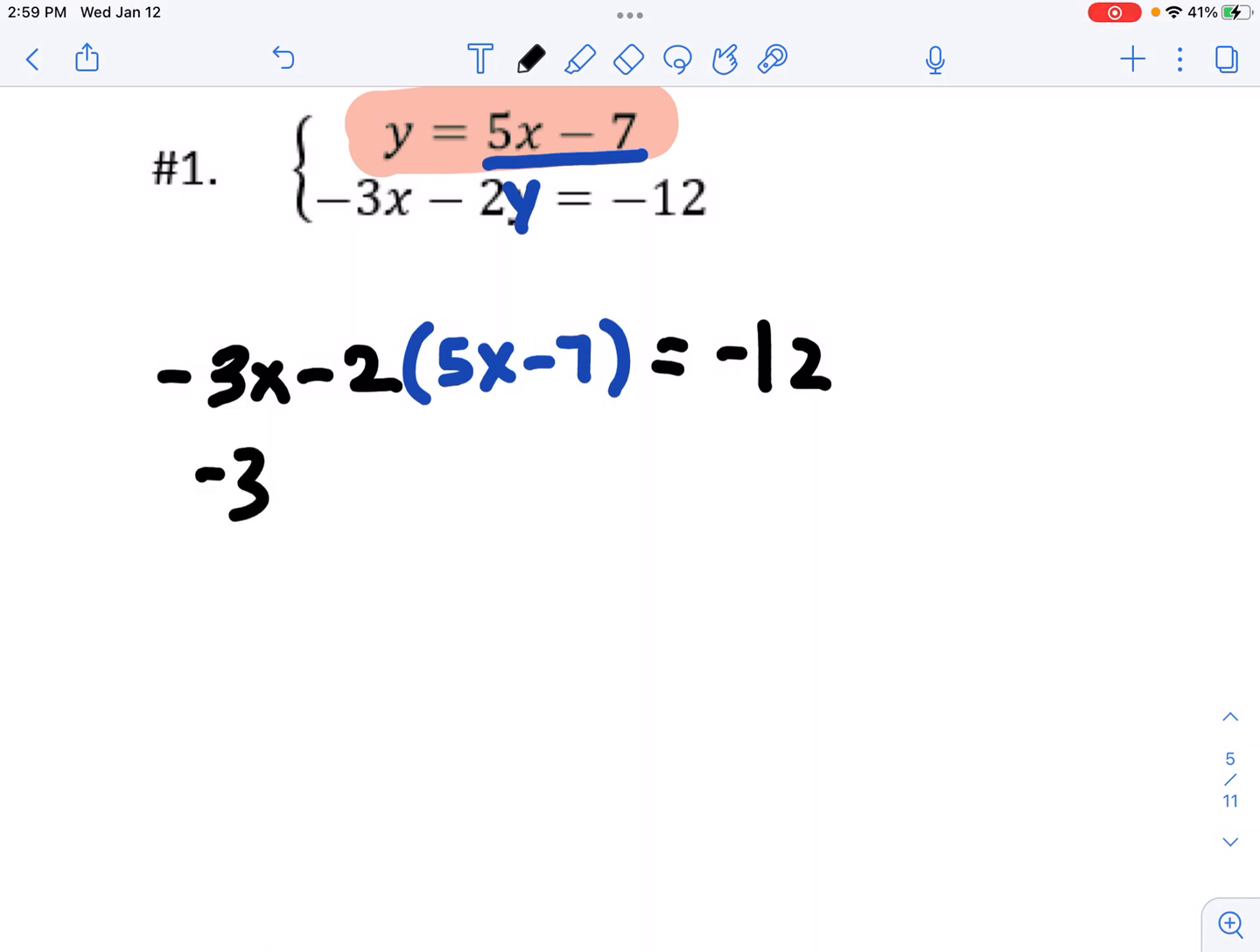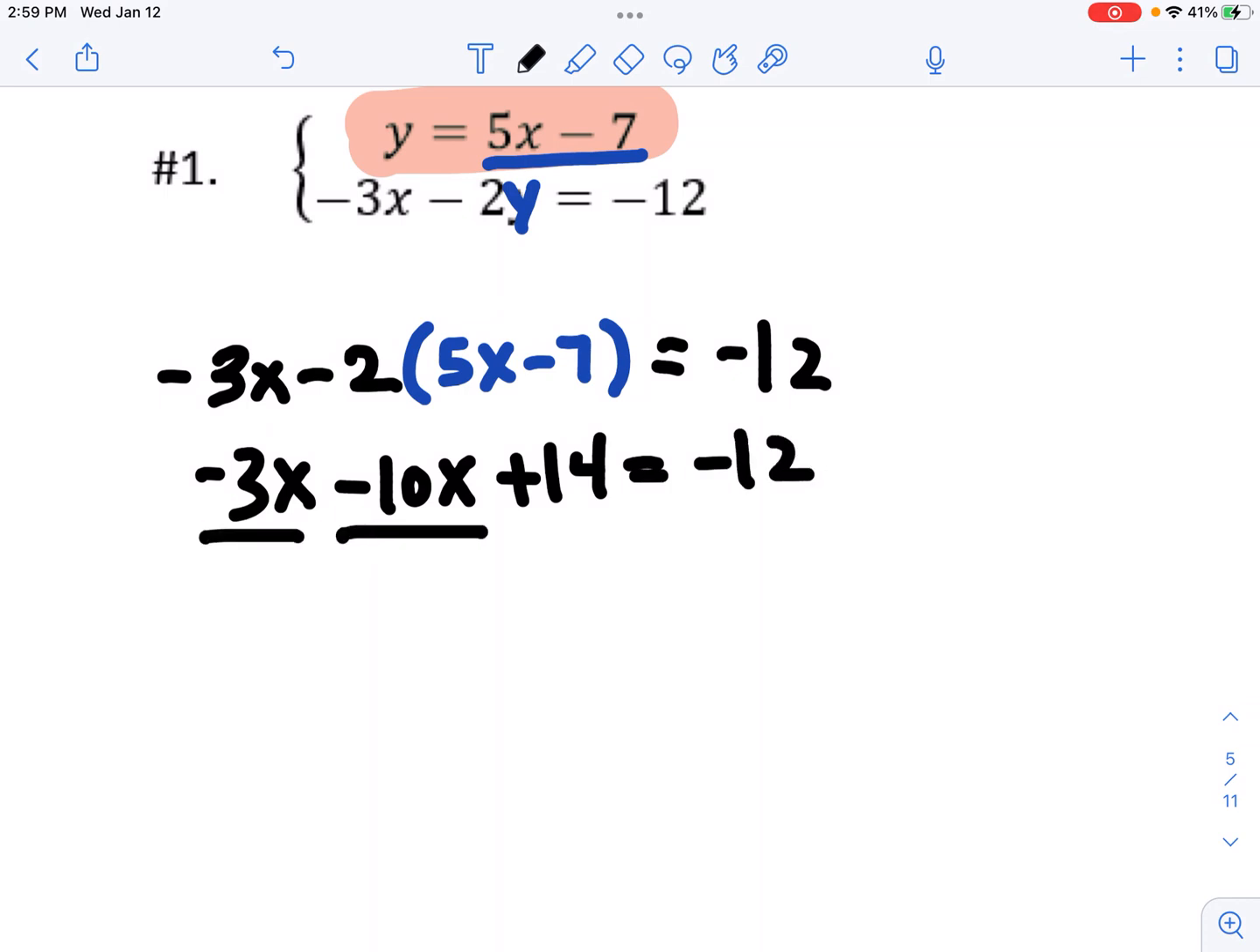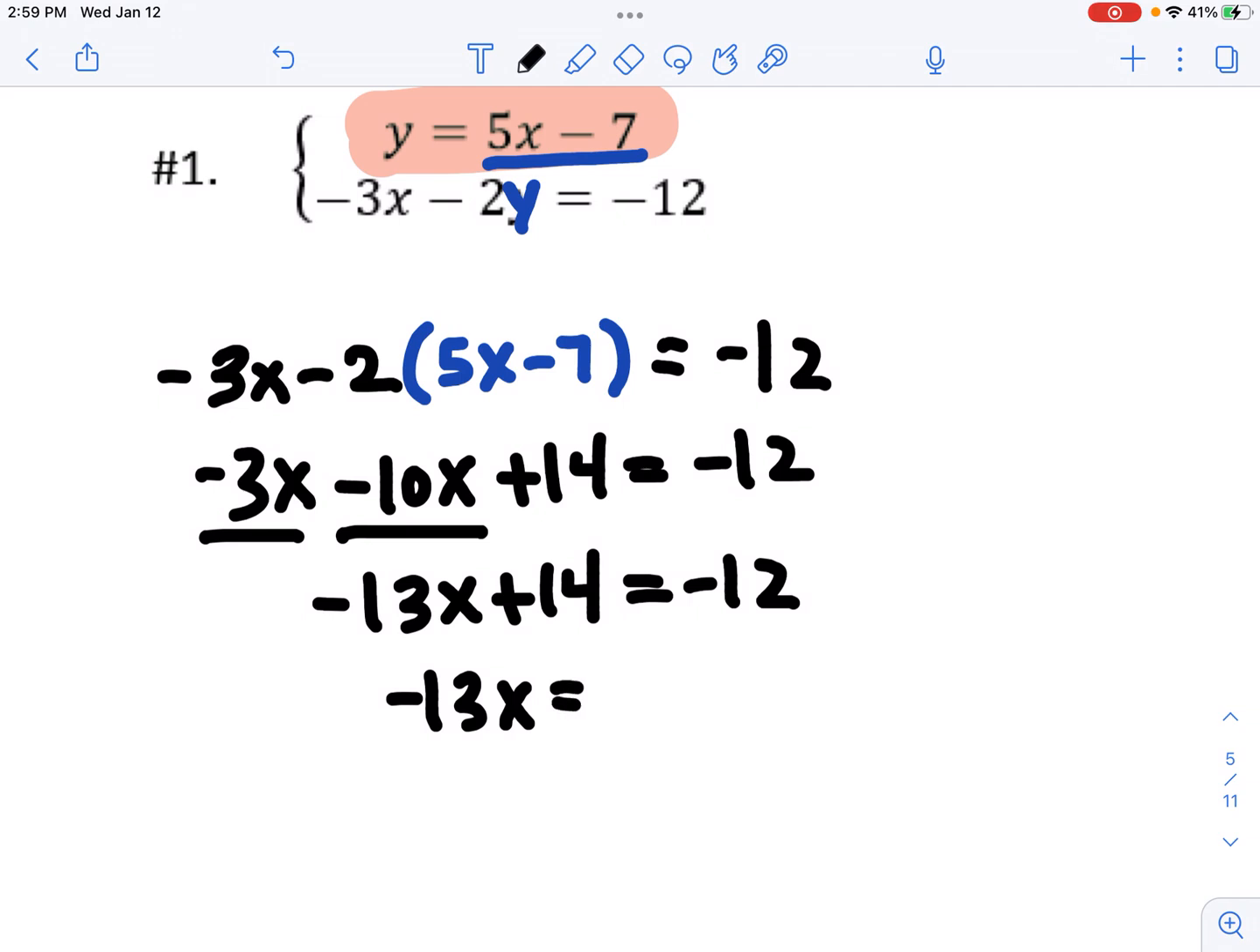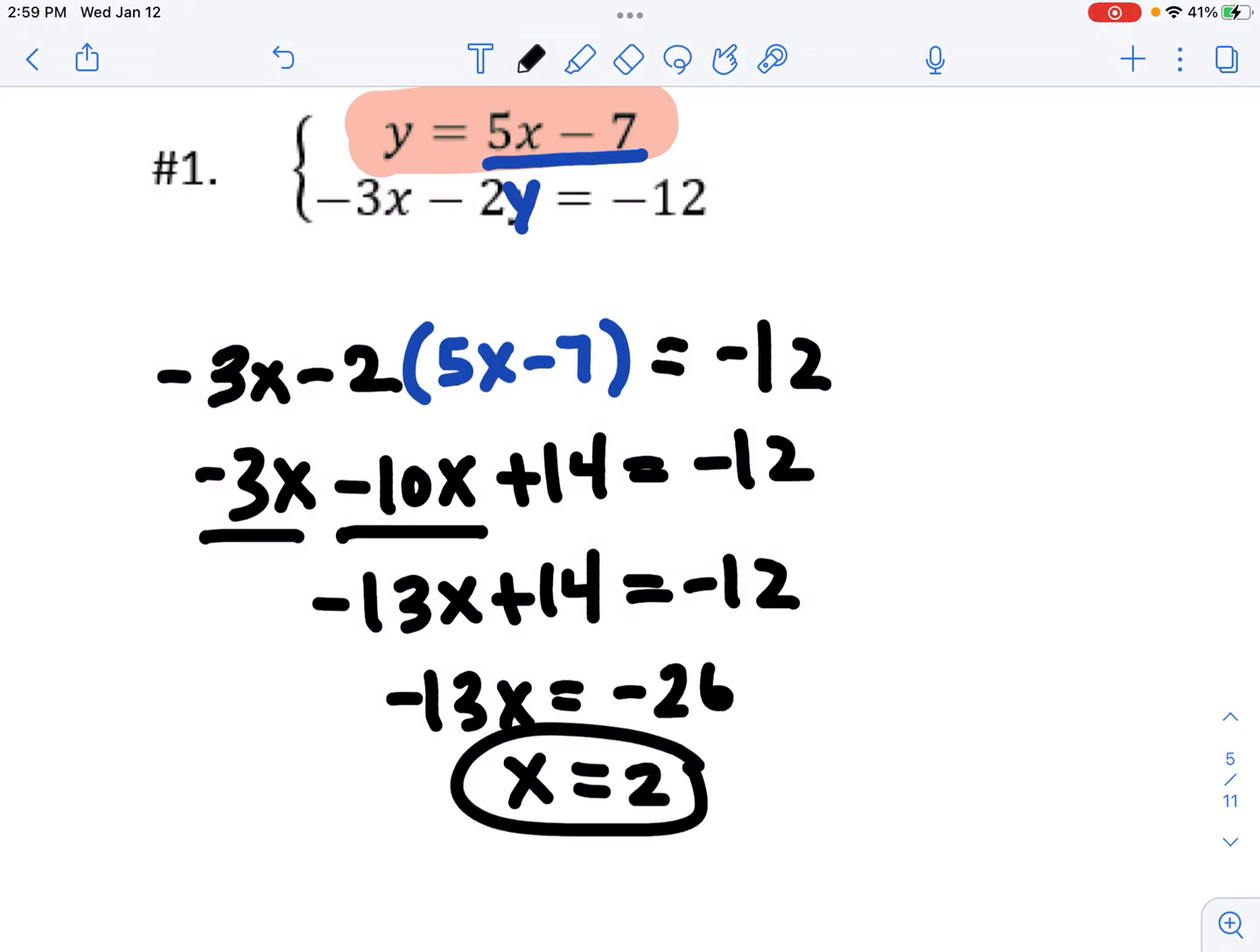So I'm going to use what we know about distributing. Distribute that negative 2. I'm going to combine like terms. Negative 3x minus 10x gives me negative 13x plus 14 equals negative 12. Next thing, we're going to subtract 14 on both sides. All right, and we got negative 13x is equal to negative 26. We get my final answer of x equals 2.